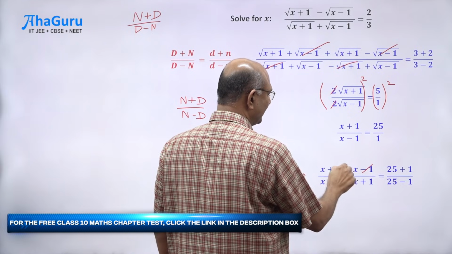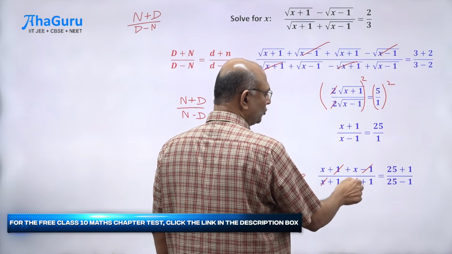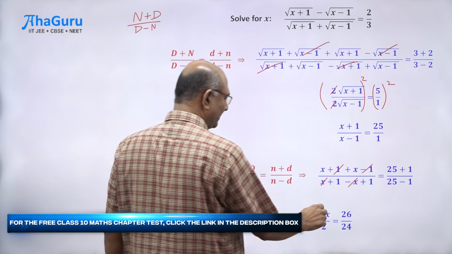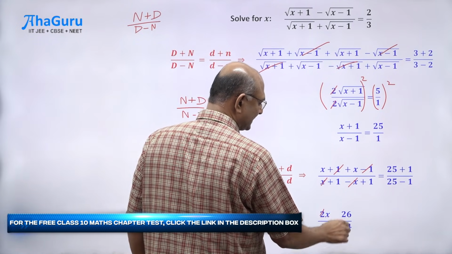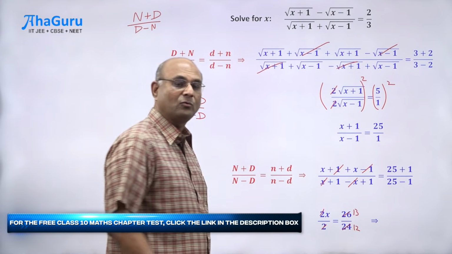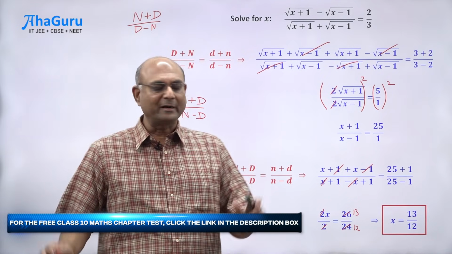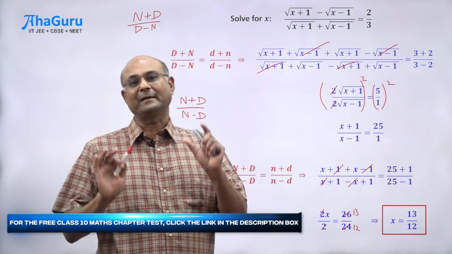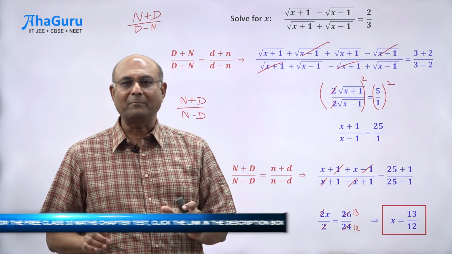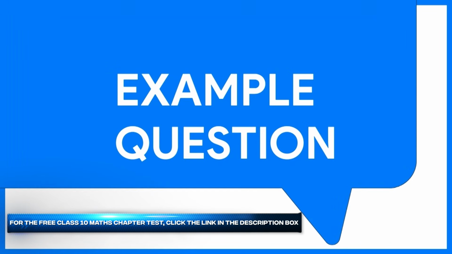Okay, so now minus 1 here and plus 1 will cancel. Minus x and plus x will cancel. So 2x by 2, and what is this? 26 by 24. 2x by 2 is equal to 26 by 24. So let's cancel a factor 2. This is going to be 13, and this is going to be 12. And so x is equal to 13 by 12, right? We just applied Componendo Dividendo, and therefore we are able to simplify and solve this problem. Otherwise cross multiplying, simplifying, all that would have been very messy, whereas Componendo Dividendo makes it very clean and simple.